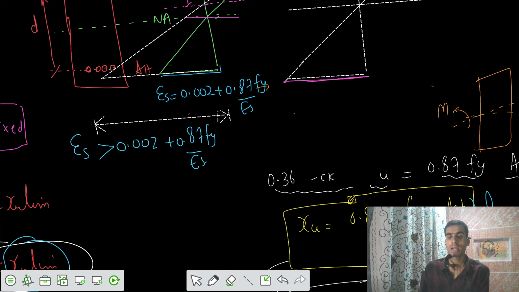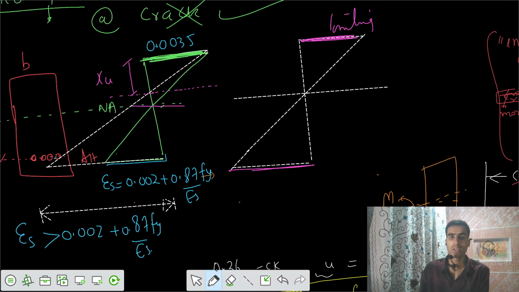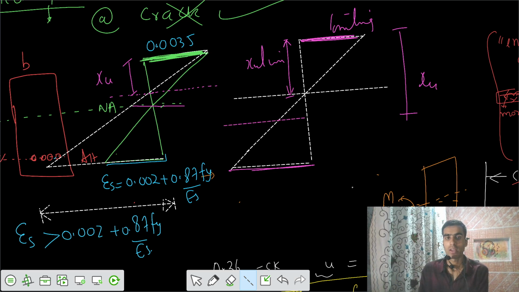Now we say that XU is greater than XU limiting. This was your XU limiting. Now we want to go to XU greater than XU limiting. Let's say this is our actual XU, the actual location of the neutral axis, somewhere here.